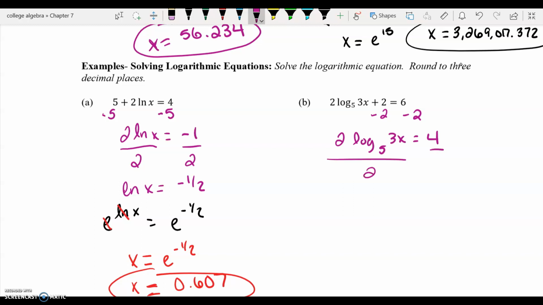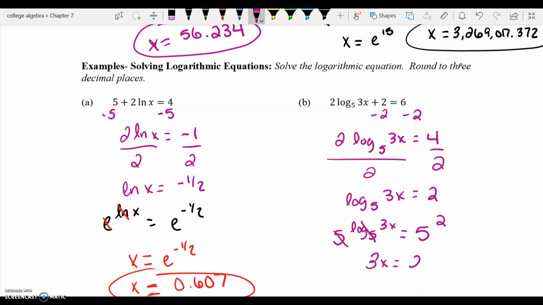And then I'm going to divide by 2 because there's a 2 out front. Now that I have the log by itself, the next thing you want to do would raise it to that power. So I'm going to have 5 to the log base 5 of 3x equals 5 to the second. These are going to cancel, so you're going to get 3x equals 25, sorry, divided by 3. X equals 25 over 3. And that would be your answer for that one.